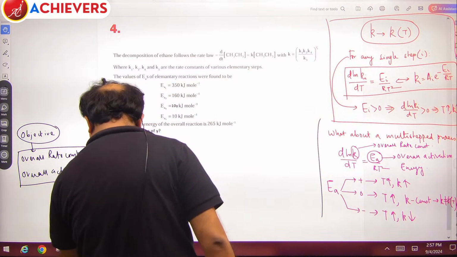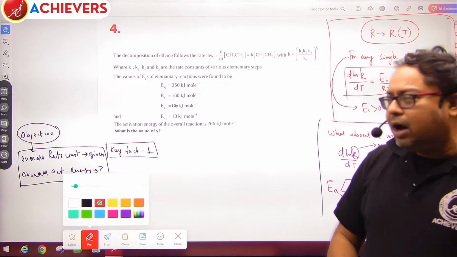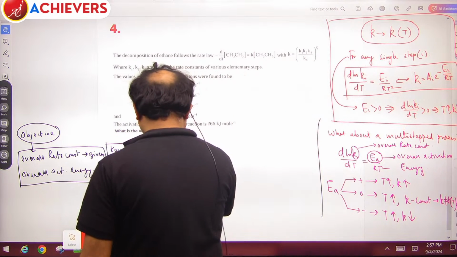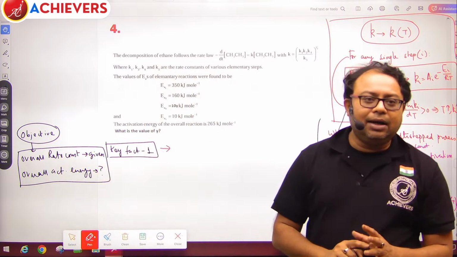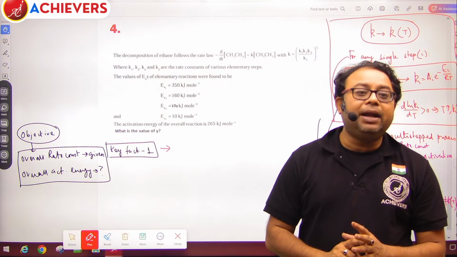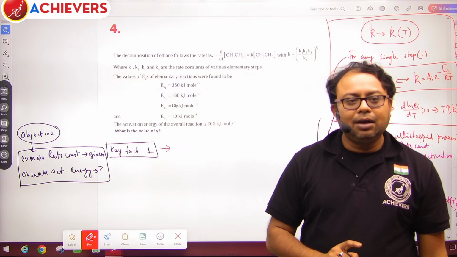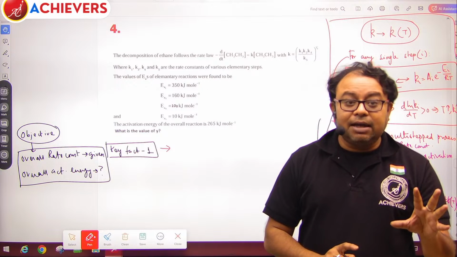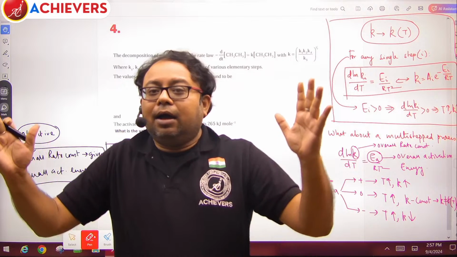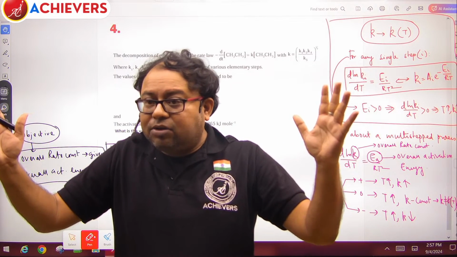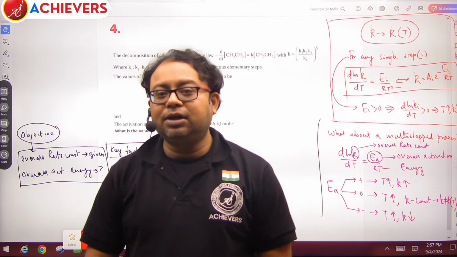Now, for key fact 1, basically the overall rate constant is a multiplicative combination of the individual rate constants. That means if the individual rate constants are multiplied together or divided, then the overall rate constant is constructed.